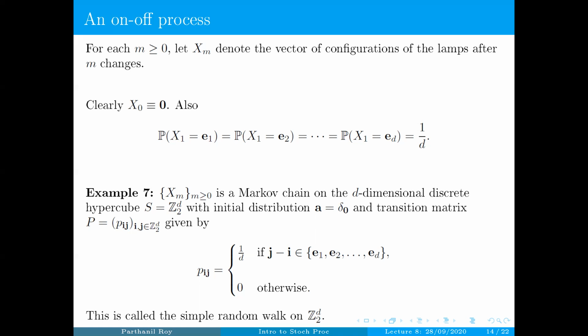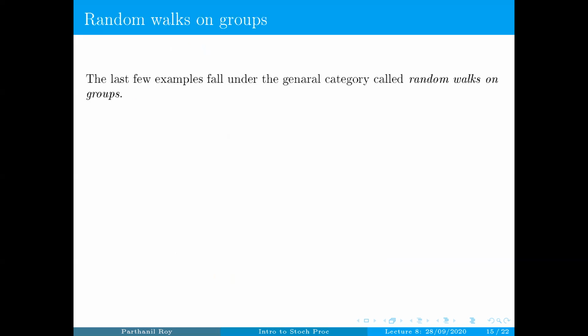But as I said, this is a simple random walk on Z2 power D. In fact, instead of writing 0, 1, we wrote Z2 because we wanted to emphasize this group structure. So Z2 power D is a group, right? So in other words, the last 3 examples actually fall under this general category called random walks on groups. We are not going to study the general random walks on groups in this course, but we'll see enough examples to have some idea on the subject.